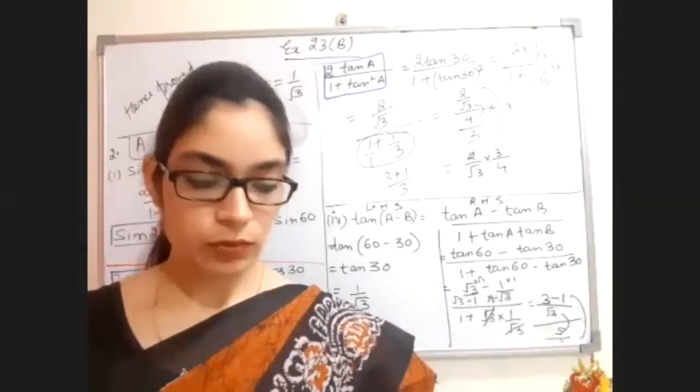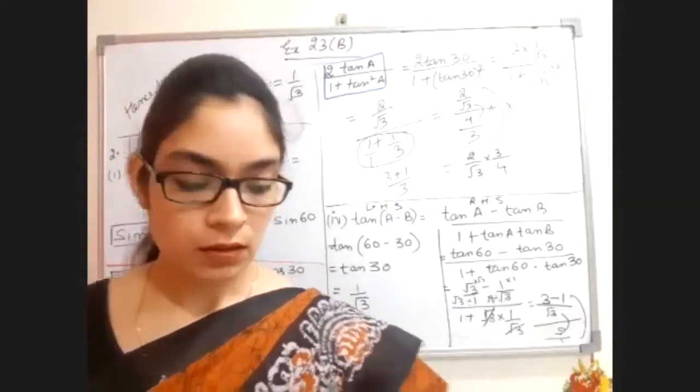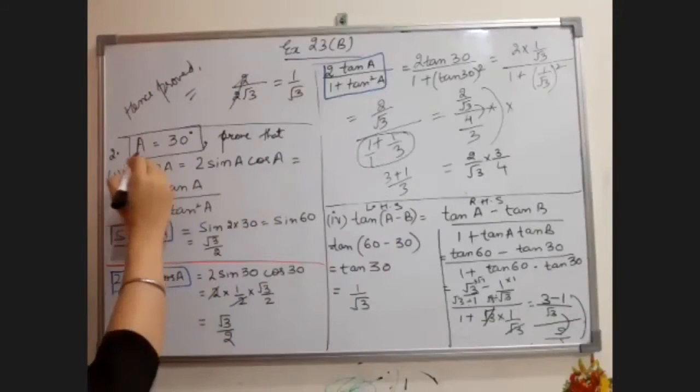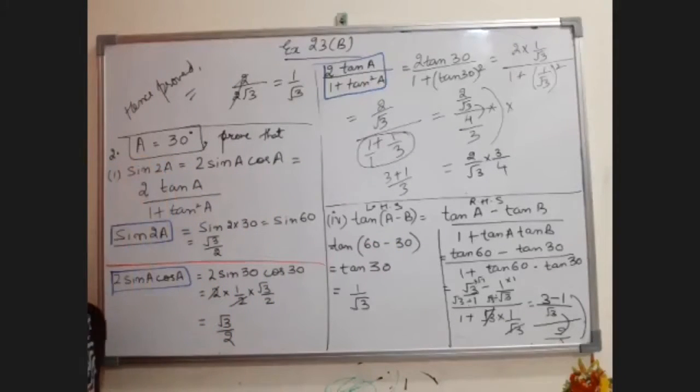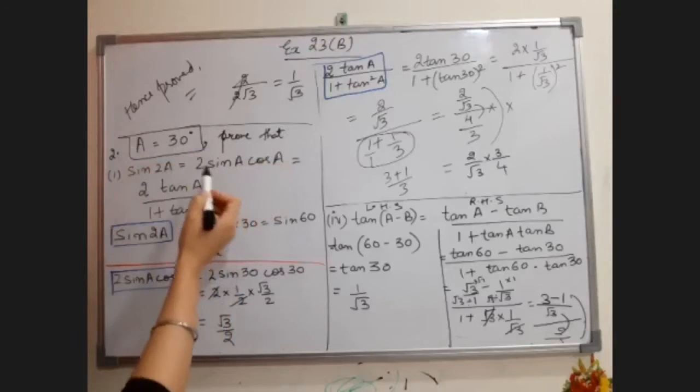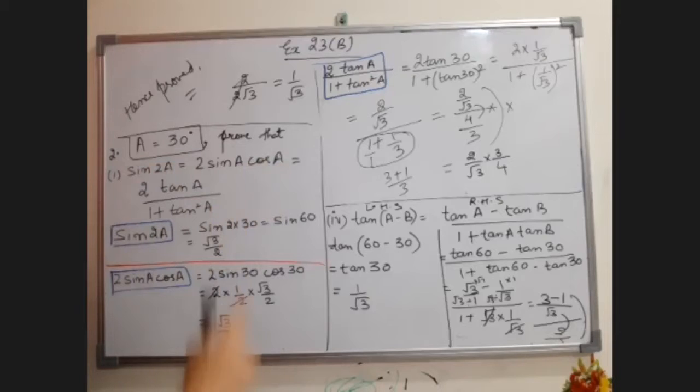So second question, fourth part we are doing. So I have already written, see this one, angle A is given to us, angle A is 30 degrees. We have to prove that sine 2A is equal to 2 sine A cos A, which is equal to 2 tan A upon 1 plus tan square A. See, everywhere we see this A, we have to substitute it as 30.